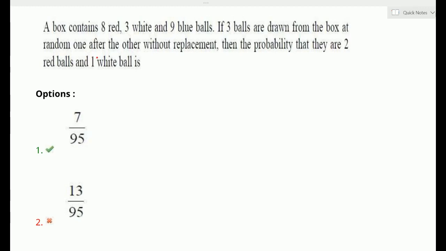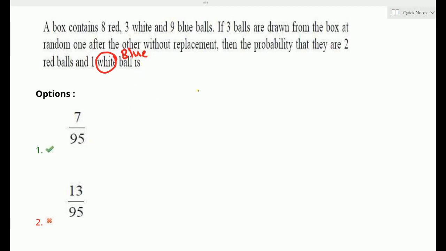How many balls are there? There are 8 red, 3 white and 9 blue balls. Now the probability that there are 2 red balls and 1 white ball. But here there is a mistake in the question. It's not white. If it is white, we don't have the answer. Option ledu. It is blue. 1 white, 1 blue ball. White తీసుకుంటే correct option ledu.